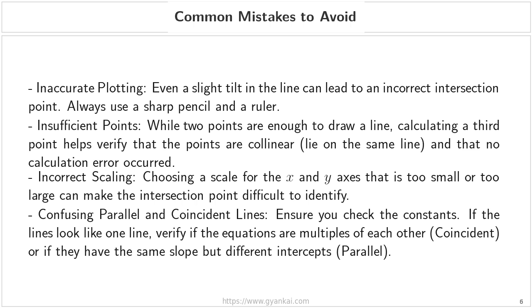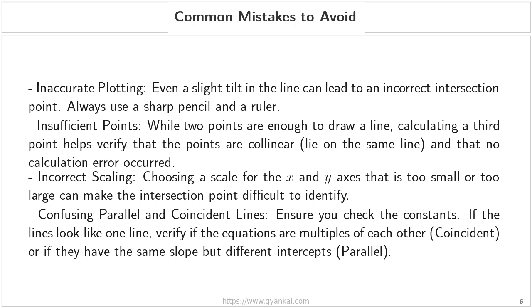Finally, a common point of confusion occurs when dealing with lines that appear to be the same. You must be careful not to confuse parallel lines with coincident lines. If the lines look like they are overlapping, don't just assume they are the same. Go back to the equations and check the constants. You need to verify if the equations are simply multiples of each other, which would mean they are coincident and have infinite solutions, or if they have the same slope but different intercepts, which would mean they are parallel and have no solution. Keep these tips in mind, and you will find the graphical method much more reliable.